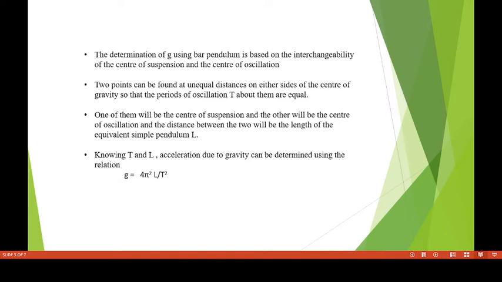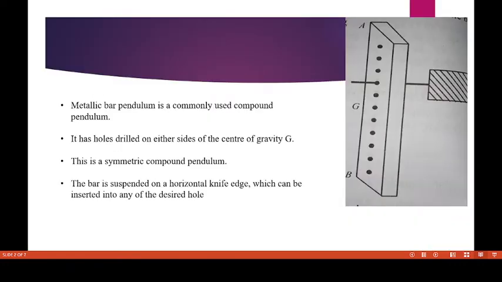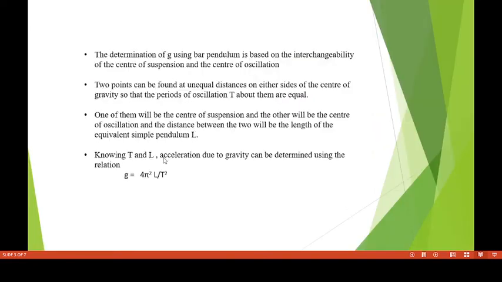We have already seen that the length of the equivalent simple pendulum is given by the distance from the point of suspension to the center of gravity plus the distance from the center of gravity to the center of oscillation. This total is the length of the equivalent simple pendulum. Now, since we know T, and capital L is the length of the equivalent simple pendulum and T is the time period, the acceleration due to gravity can be determined using the relation g equals 4 pi squared L upon T squared.